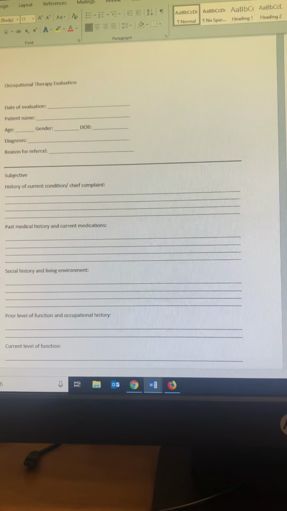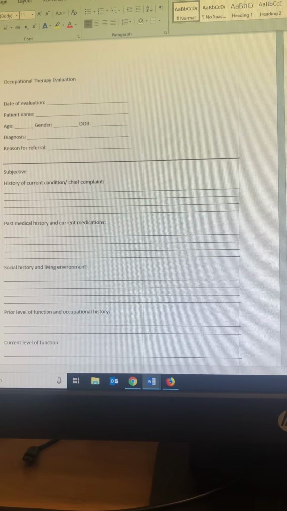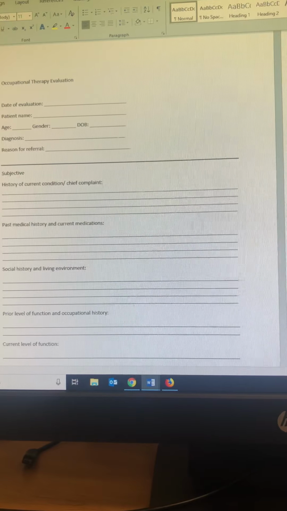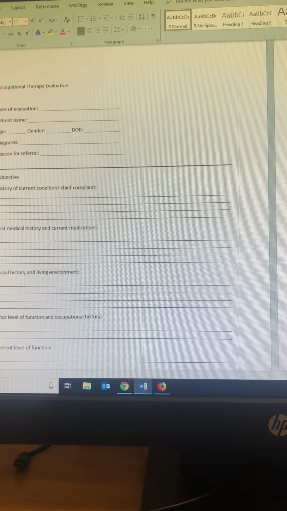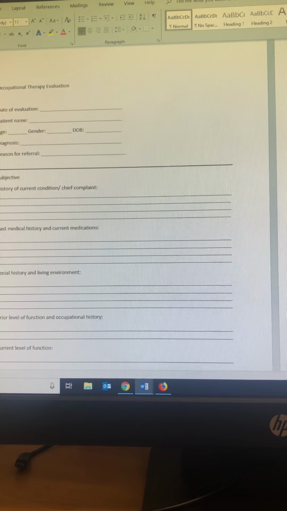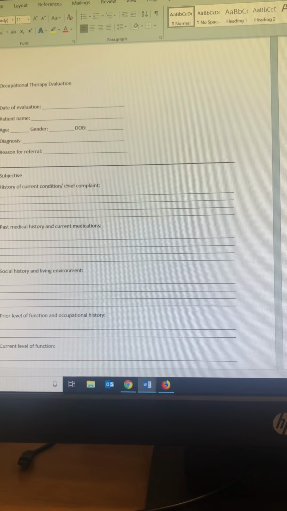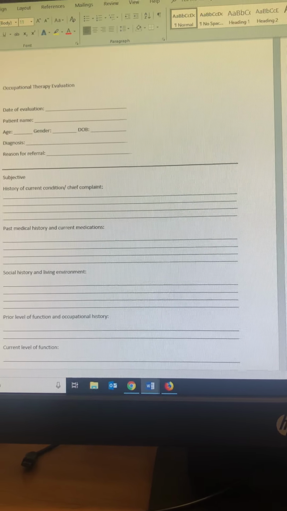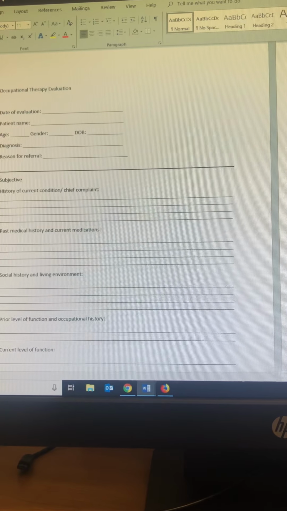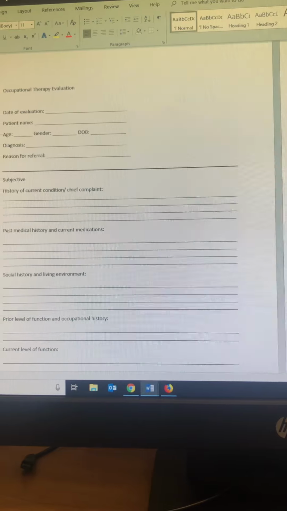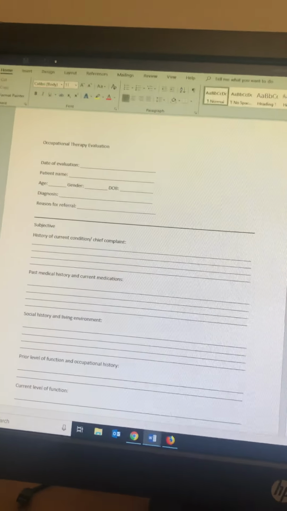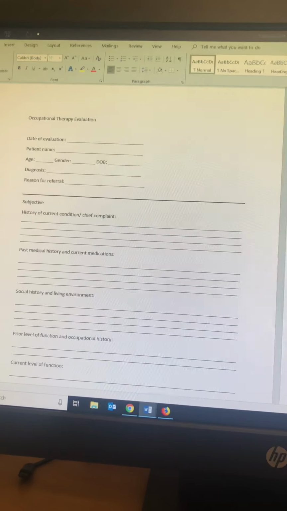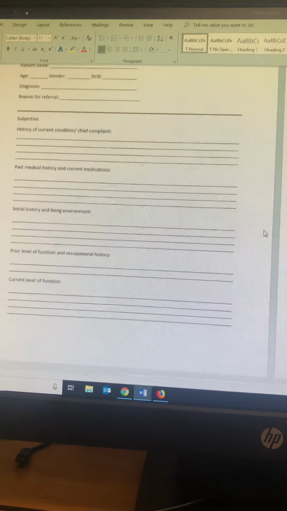Most of you guys got date of eval, patient name, age, gender, date of birth, diagnosis, reason for referral. So in this section, you want to write, why are they being referred to OT? So something like, write total hip replacement, 1 day post-op, resulting in decreased ability to complete ADLs, or a new onset of inability to complete the ADLs post-surgery. Something to show why they need to be seen for OT.